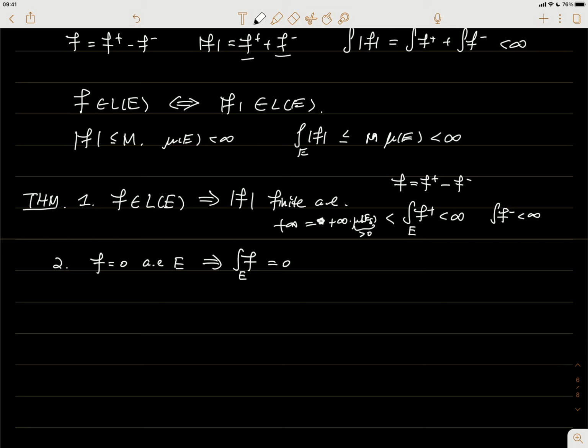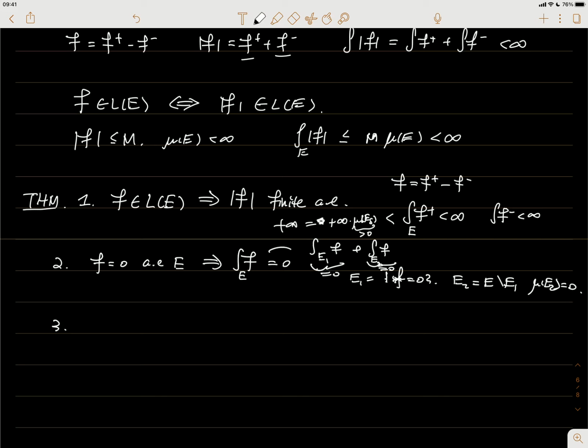So the integral is just equal to the integral over E1 of f plus the integral over E2, where E1 is defined to be the set where f is equal to 0, and E2 is just E minus E1, but mu of E2 is equal to 0. So that's why this is just equal to 0. This one over here is equal to 0, and this one is also equal to 0 because E2 has measure 0. Okay, so that's the second one. It's pretty simple to show.